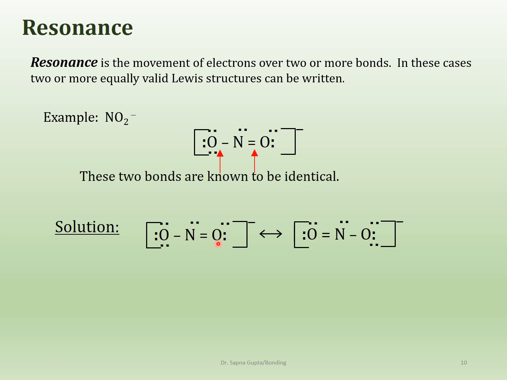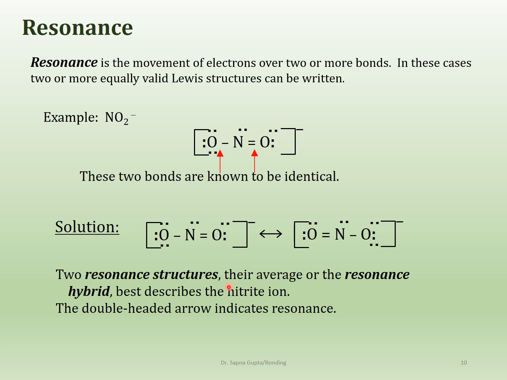In any case, what happens here is that there is no double bond, there is no single bond, there is what we call a hybrid. And the hybrid is what describes the nitrite ion. In this case, these two bonds are not single or double. It's something in between a single and a double bond. Why? Because electrons are moving so fast between the left and the right.